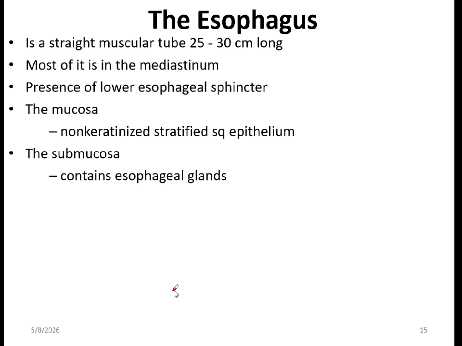So you know the esophagus is a straight muscular tube which is 25 to 30 centimeters long. Can you imagine this? 25 to 30 centimeters is very long. It's a straight muscle. Most of it is in the mediastinum, right? The lower esophageal sphincter is present. So here I mark down it is 25 to 30 centimeters long, and most of it is in the mediastinum, with the lower esophageal sphincter present.